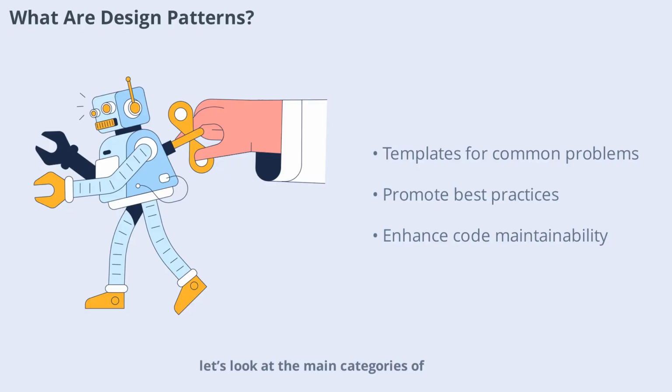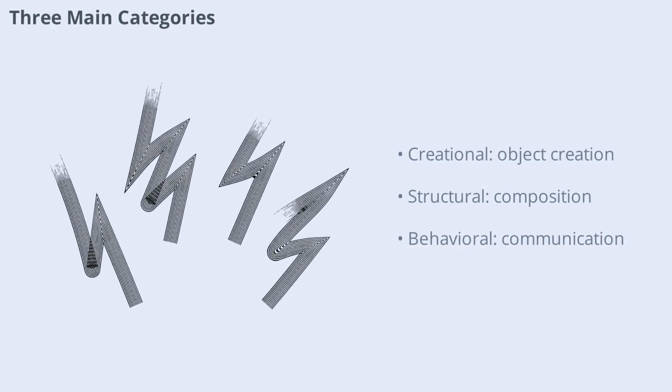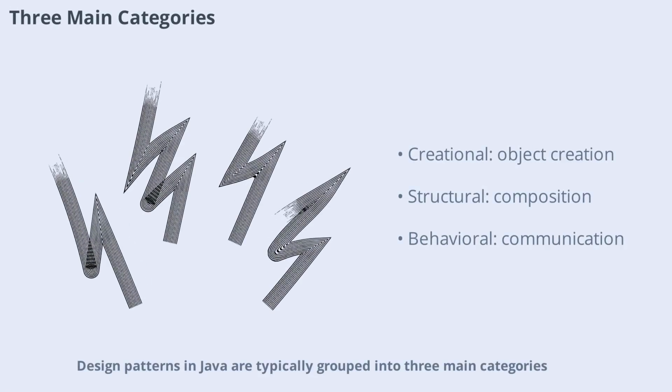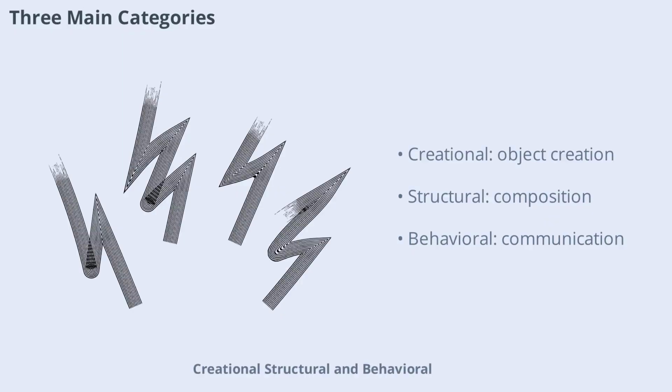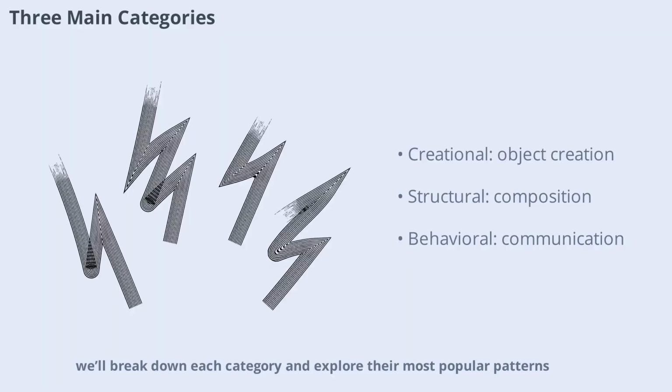Now, let's look at the main categories of design patterns and see how they're organized. Design patterns in Java are typically grouped into three main categories: creational, structural, and behavioral. Each category addresses a different aspect of software design. Creational patterns focus on object creation, structural patterns deal with class and object composition, and behavioral patterns manage communication between objects. By understanding these categories, you'll be able to choose the right pattern for the right situation. In the next scenes, we'll break down each category and explore their most popular patterns, starting with creational patterns.